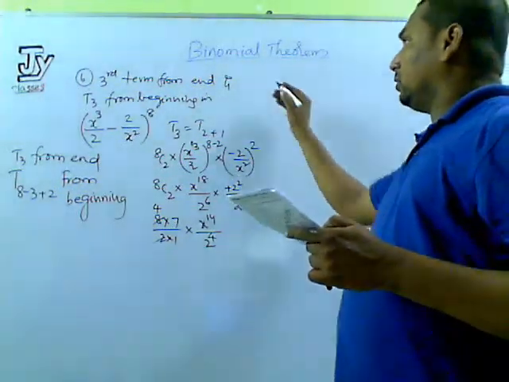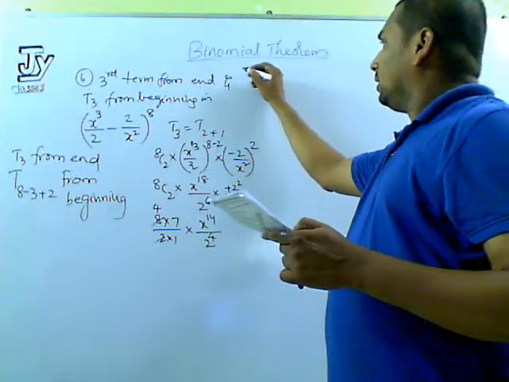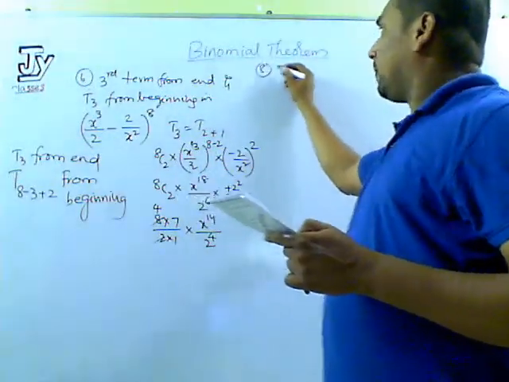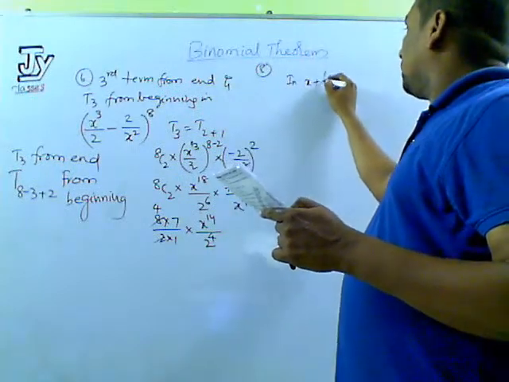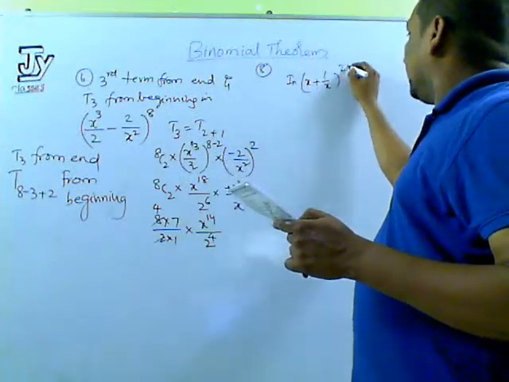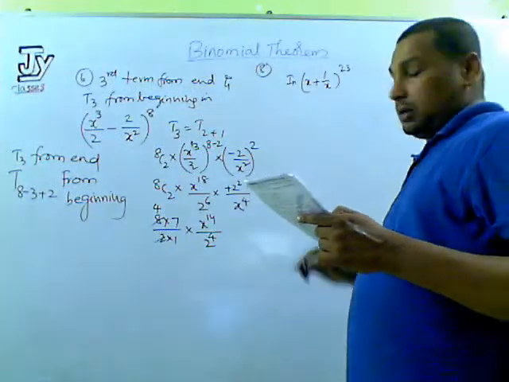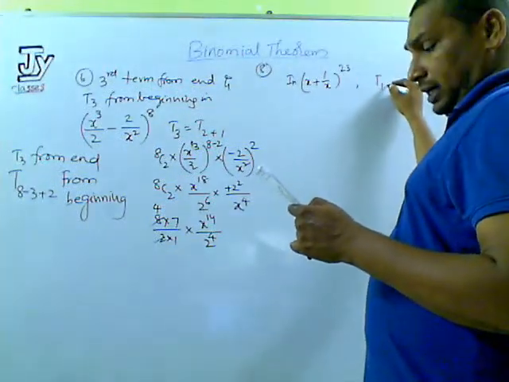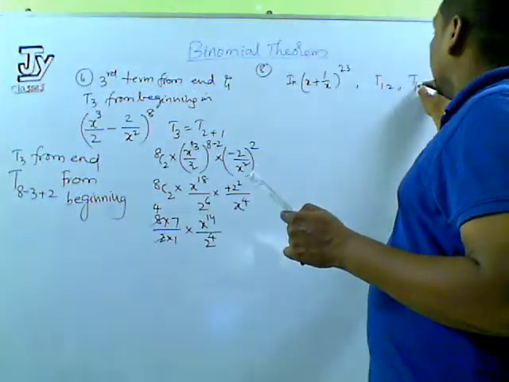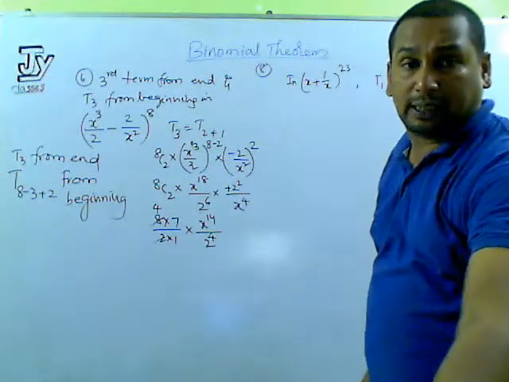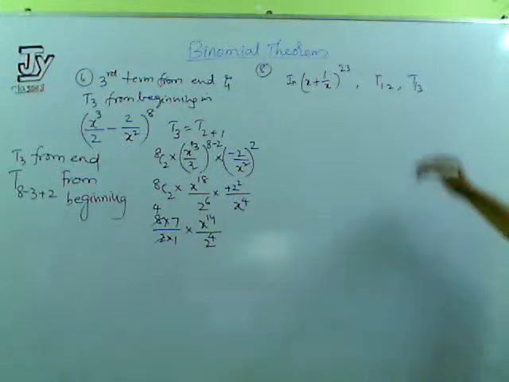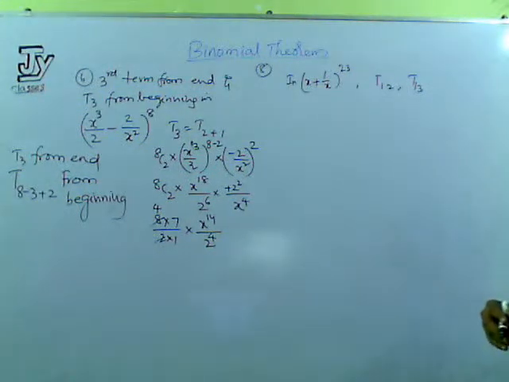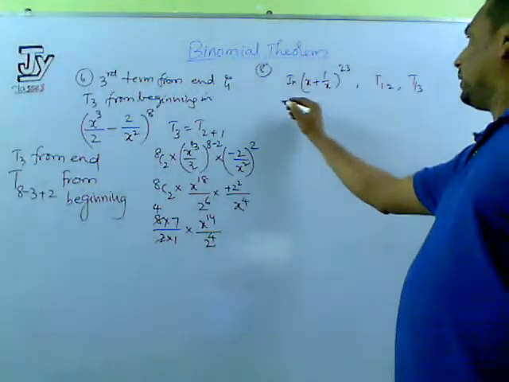Now the ninth one you can do, it's a beautiful relation. I think it is the seventh one. Now the eighth question. In (x + 1/x)^23, find the relation between T12 and T13.